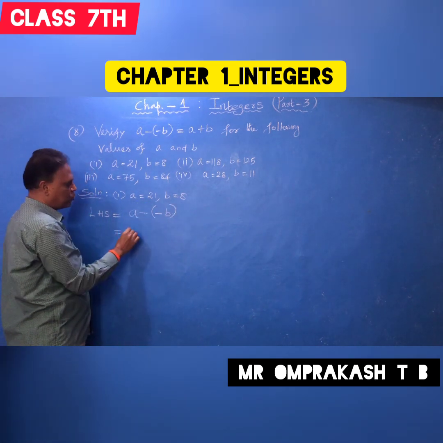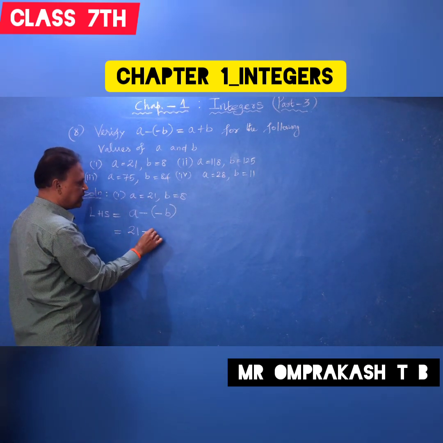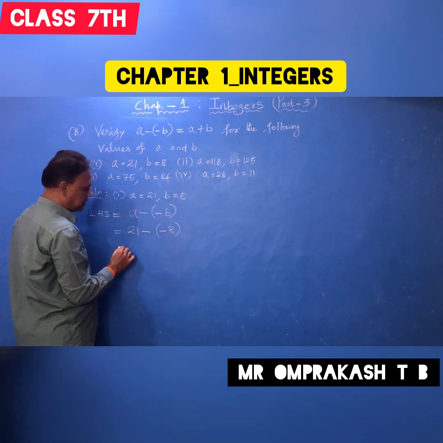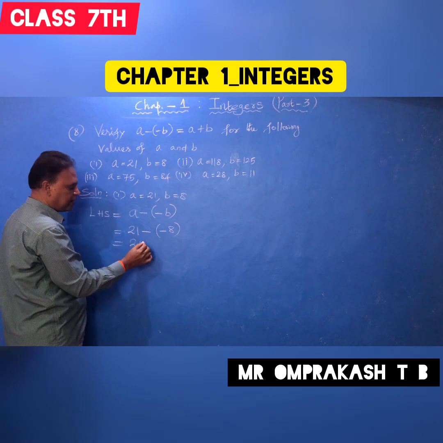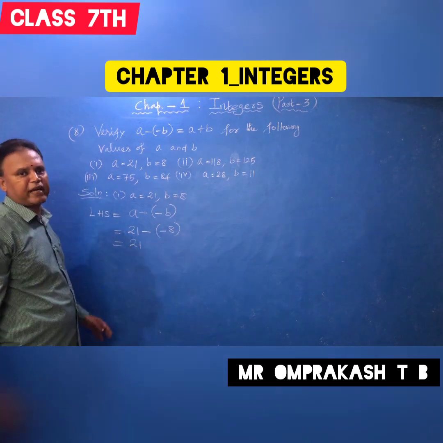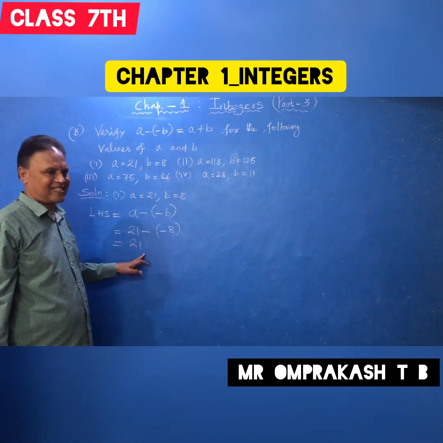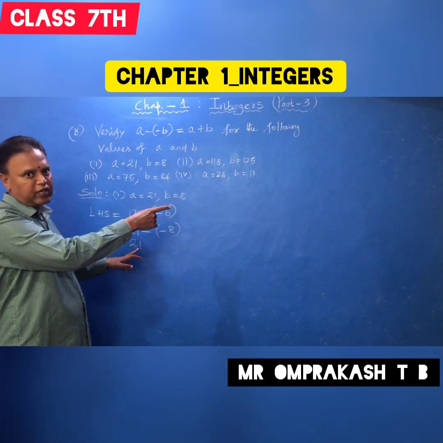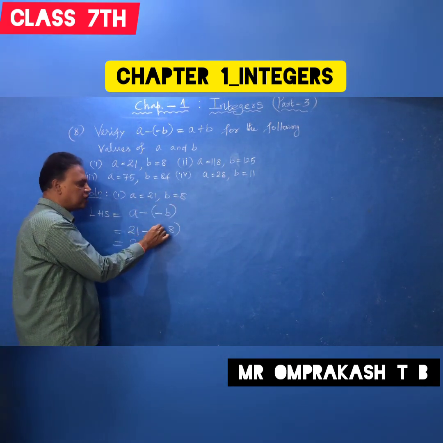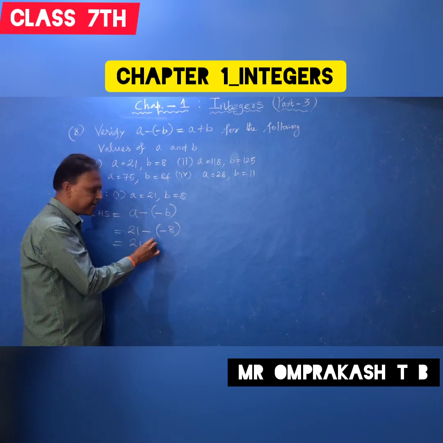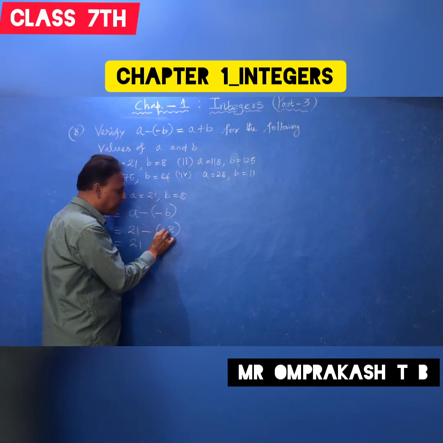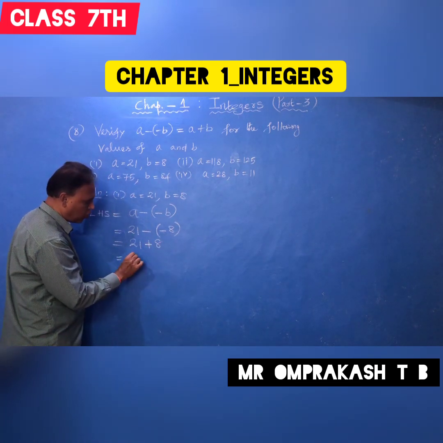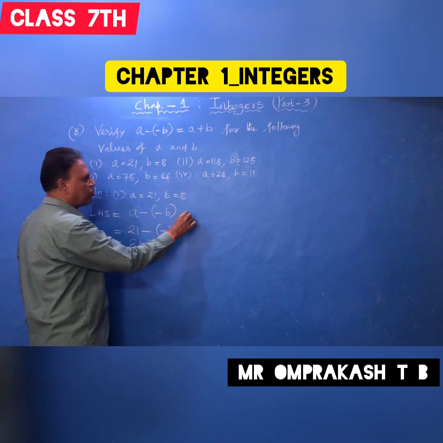Now what is a? Put the value 21 minus, okay, of minus b is what? 8. Clear? So 21 minus of minus means what? Plus. Already in the previous class I gave the sign rule. Clear? Minus into, the bracket means into, minus of minus plus 8. So 29.